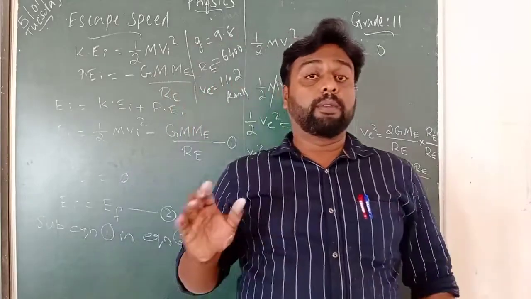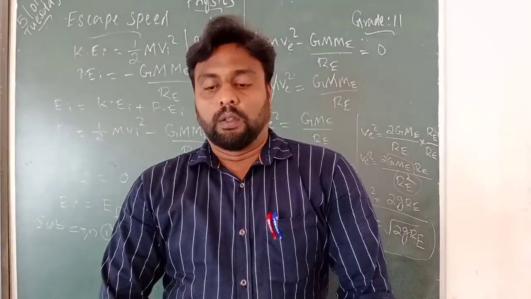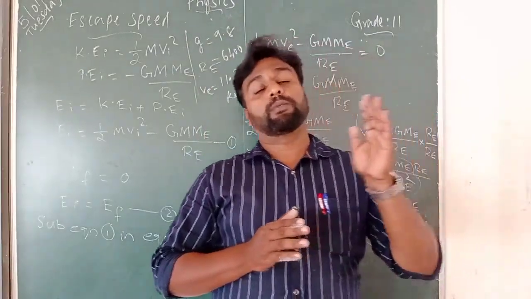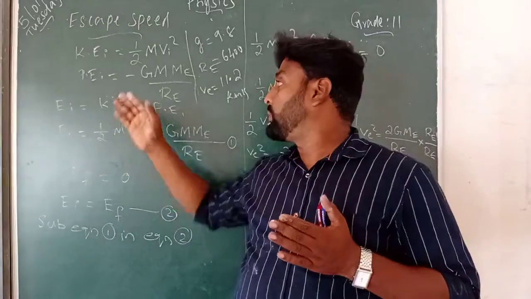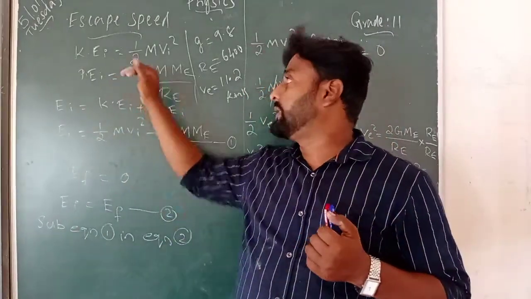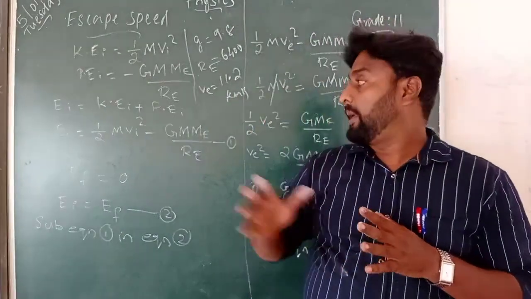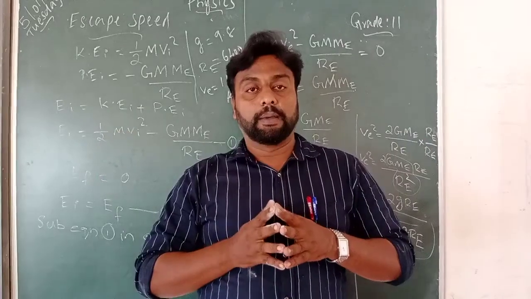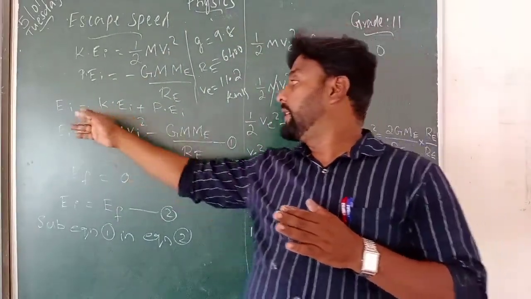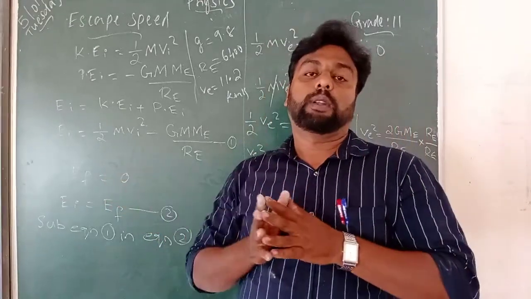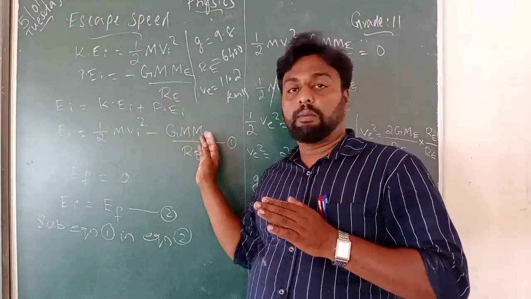This is one of the very important questions in this unit: a 5 mark derivation, escape speed. So we are finding the escape speed of an object from the Earth's surface. Assuming an object you are throwing upward, after throwing it upward it possesses some kinetic energy and potential energy. That kinetic energy is half mv square, and the potential energy is minus GMme by RE. So the initial total energy EA is the sum of the kinetic and potential energy, half mv square minus GMme by RE.